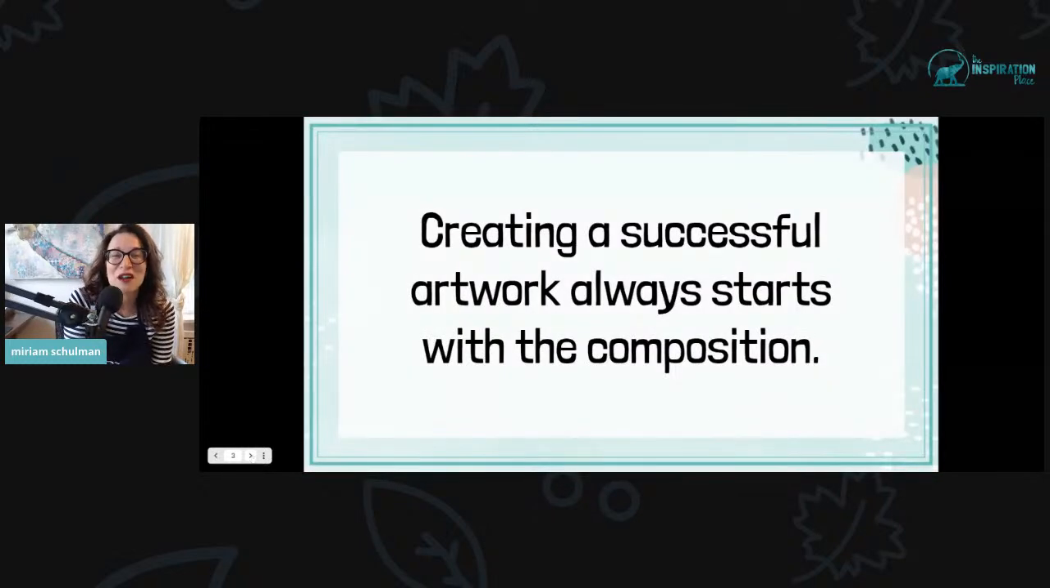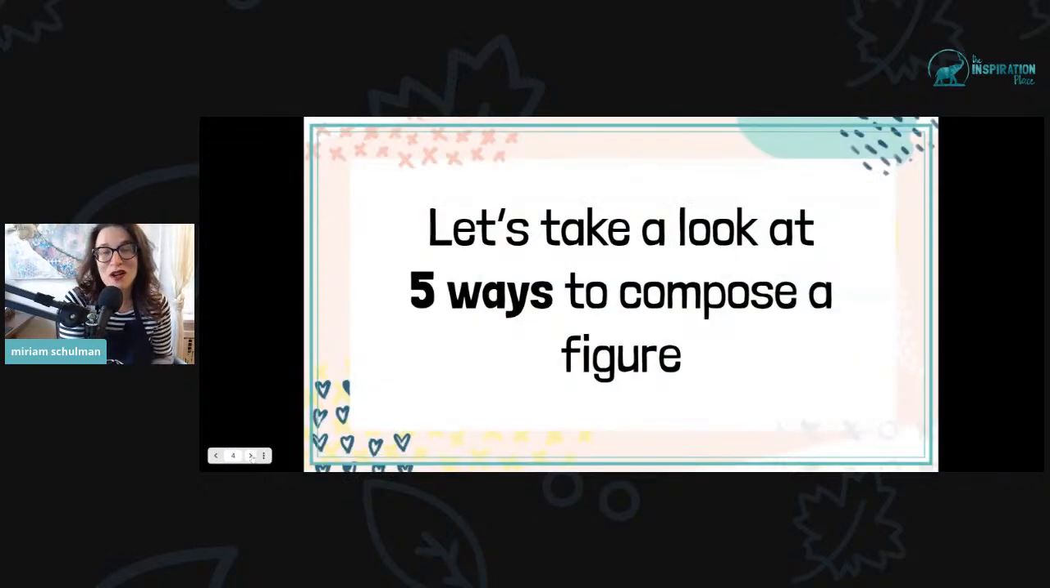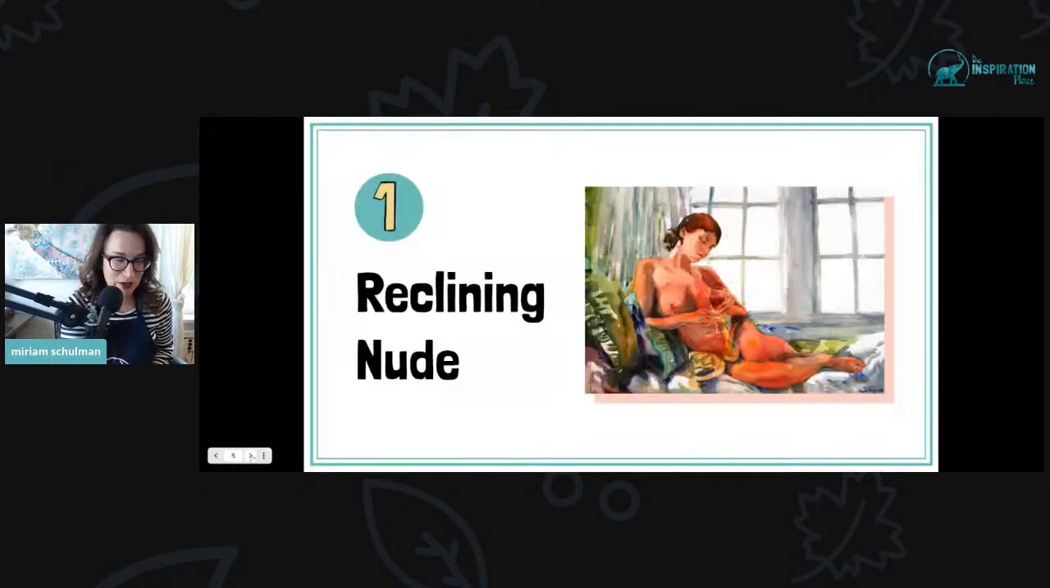All right, so let's get started. Creating a successful artwork always starts with the composition. So I wanted to share with you 5 ways to compose the figure. And I'll be sharing some examples from both my art as well as art history and contemporary artists. So you'll leave today totally inspired.